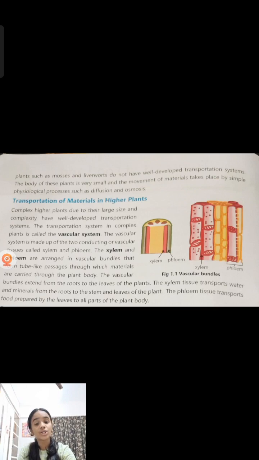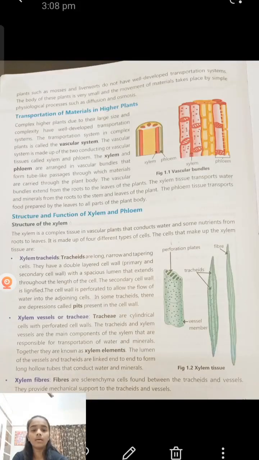Now, question number 12. What is the function of phloem? The answer is, the phloem tissue transports food prepared by the leaves to all parts of the plant body. Now question number 13, what is xylem? The xylem is connective tissue in vascular plants that conducts water and some nutrients from roots to leaves.